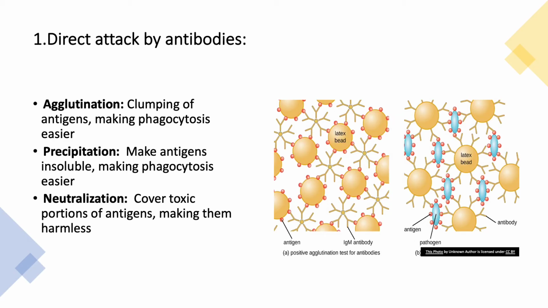Let's talk about the first method, the direct attack by antibodies. In a direct attack, antibodies combine with antigens and cause them to clump. We call this agglutination. Agglutination is described as clumping of antigens, making phagocytosis easier. Or they may form insoluble substances. We call this what? Precipitation. Such actions make it easier for phagocytic cells to engulf the antigen-bearing pathogens and eliminate them.